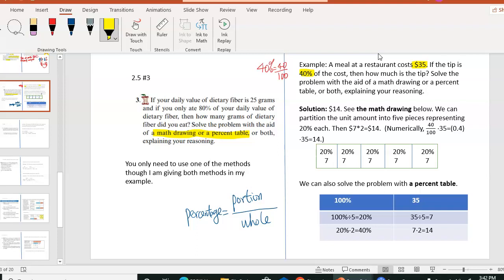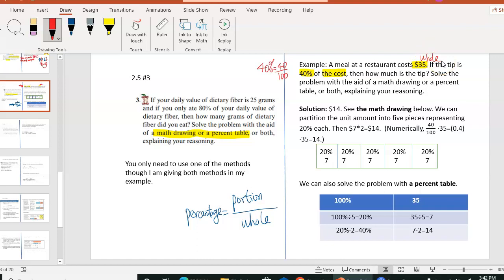Let's read the question. If the tip is 30% of the cost. Again, just like fractions, a percent has a whole, and the whole is right after the word "of." The cost is the whole. So I'm going to label this: a meal costs, this is the cost, this is the whole, $35.